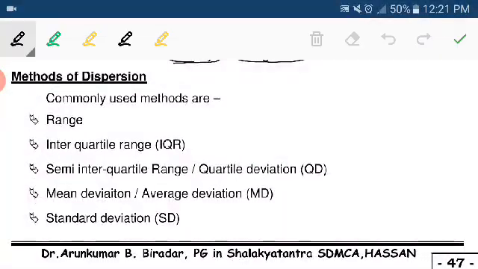Methods of dispersion. Commonly used methods are the range, then the IQR, meaning interquartile range, then the semi-interquartile range or quartile deviation, then the mean deviation or range deviation, and then standard deviation.